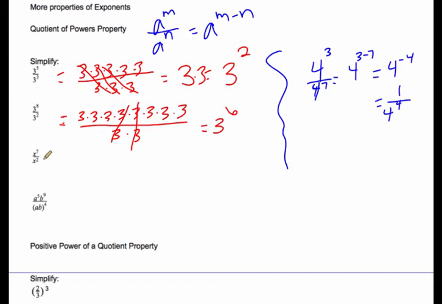So let's look down here. x to the 7th over x squared is going to be x to the 5th. 7 minus 2 is 5.